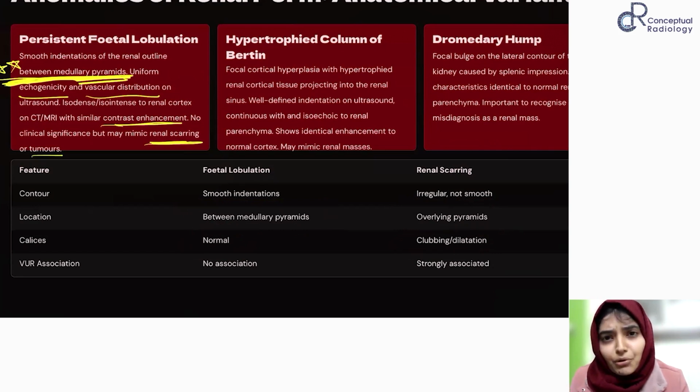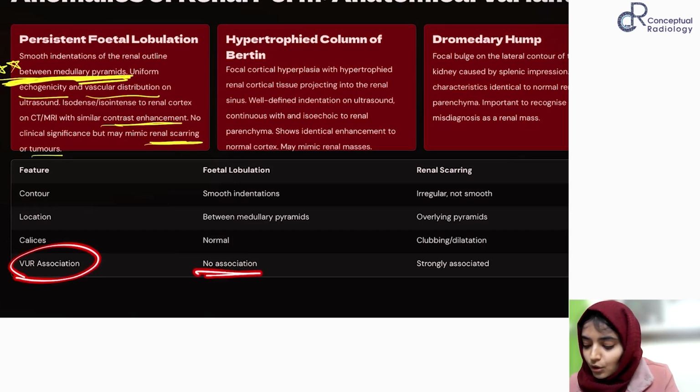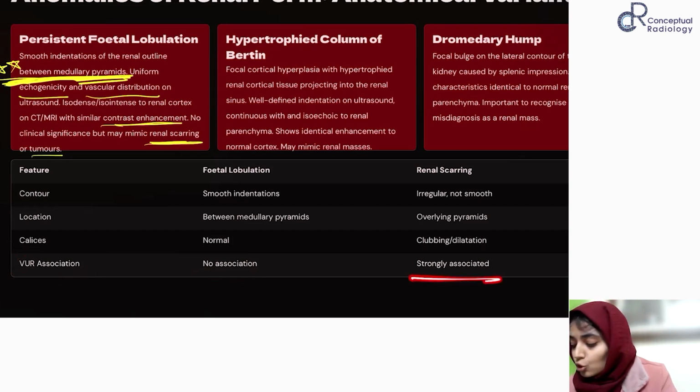So chronic vesico-ureteric reflux, chronic obstruction, chronic nephropathy, when it sets in, the healing occurs by this scarring. So most of the time, the calyces will not be normal. They will be dilated or clubbed calyces. It may be related to a chronic UTI or a vesico-ureteric reflux, which results finally at the end with the renal scarring. VUR is not associated with persistent fetal lobulations, and this is strongly associated.